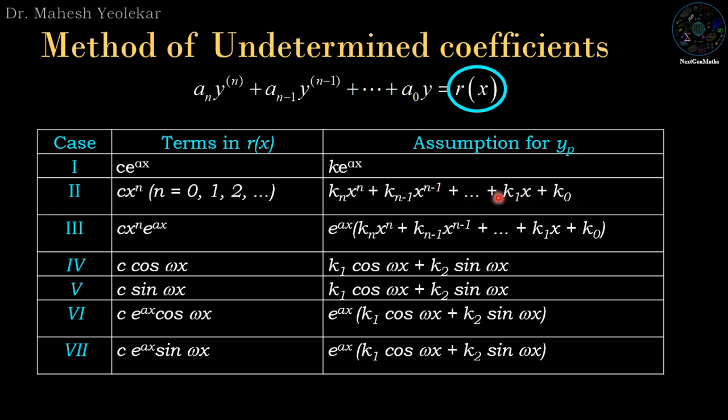Here k_n, k_(n-1), up to k_0 are the undetermined coefficients, and we have to find their values. If R(x) is x^n e^(ax), then e^(ax) stays as it is, multiplied by the assumption for x^n. If R(x) is cos ωx or sin ωx, then the assumption is k_1 cos ωx + k_2 sin ωx. If R(x) is e^(ax) cos ωx or e^(ax) sin ωx, then the assumption is e^(ax) as it is, times k_1 cos ωx + k_2 sin ωx.